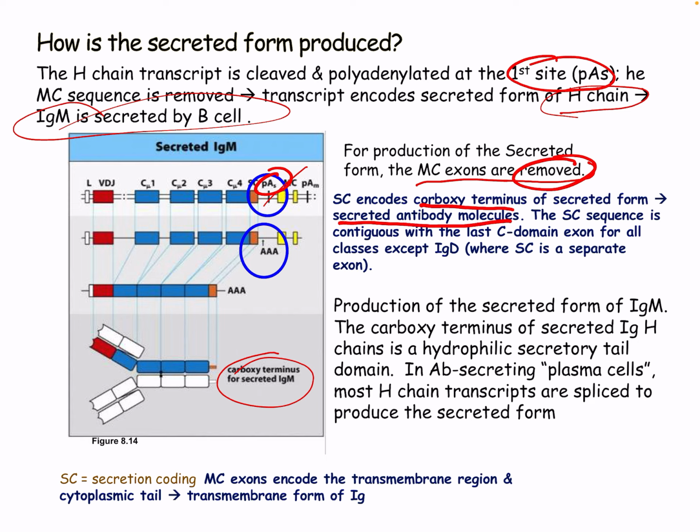The SC sequence is contiguous with the last C domain exon for all classes except IgD. In IgD, the SC is a separate exon. Production of the secreted form of IgM: the carboxy terminus of the secreted Ig heavy chains is hydrophilic compared to the hydrophobic one in the transmembrane version, and this is the hydrophilic secretory tail. In antibody-secreting plasma cells, most heavy chain transcripts are spliced to produce the secreted form.